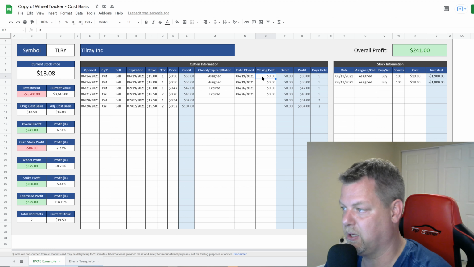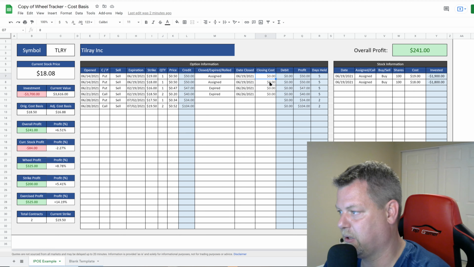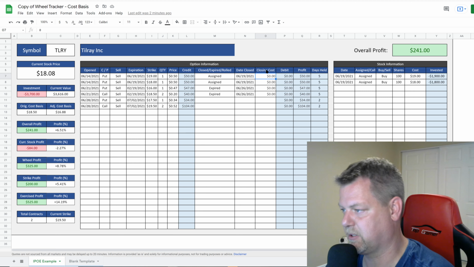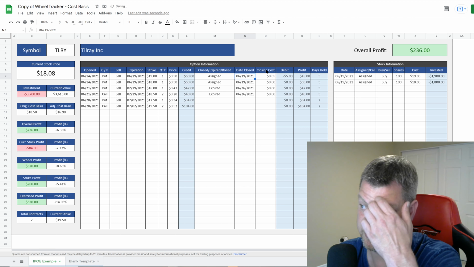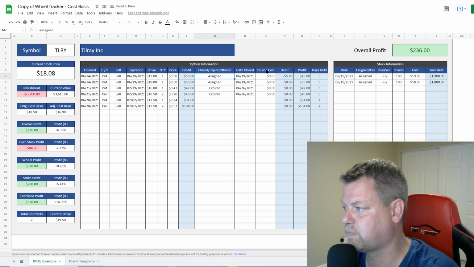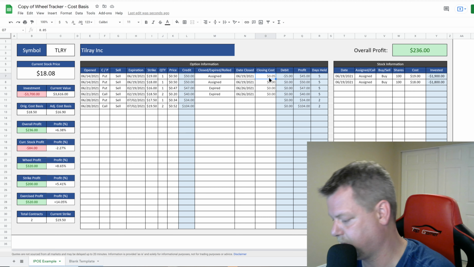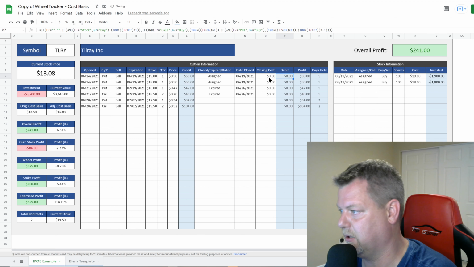If you happen to want to close it early or manage them a little bit closer, then you would put a closing cost in here. Maybe you close it for $5, and then it shows a debit there, which obviously decreases your profit. But I didn't do that, and I'm not going to do that.